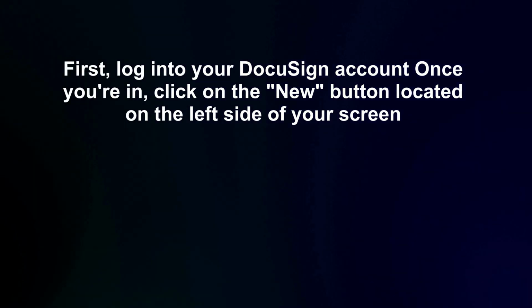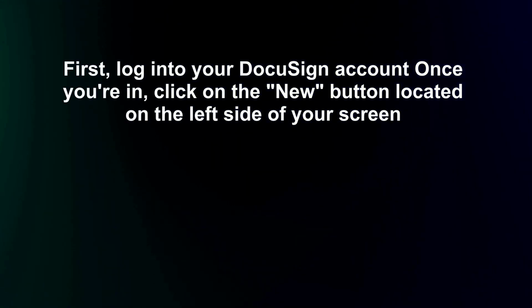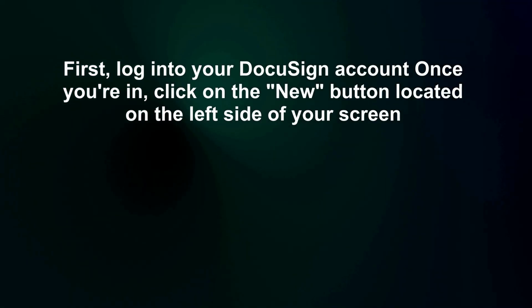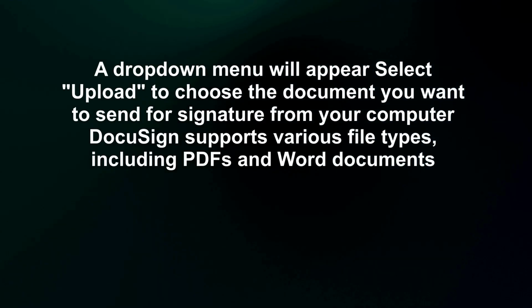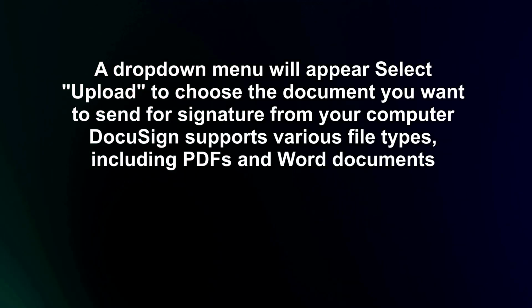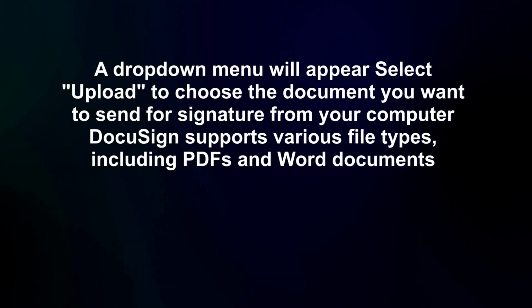First, log into your Docusign account. Once you're in, click on the New button located on the left side of your screen. A drop-down menu will appear. Select Upload to choose the document you want to send for signature from your computer.